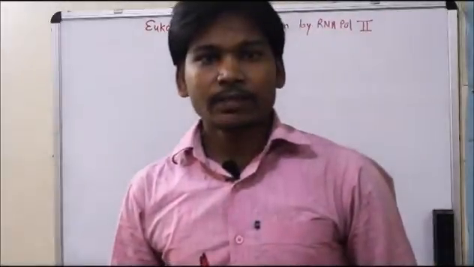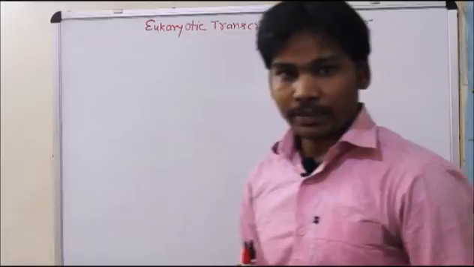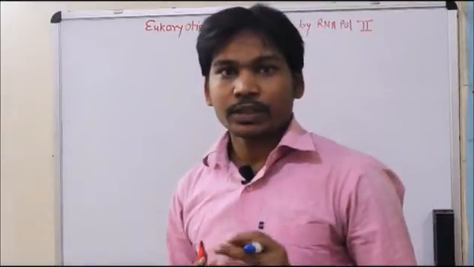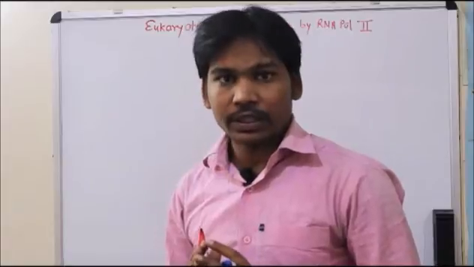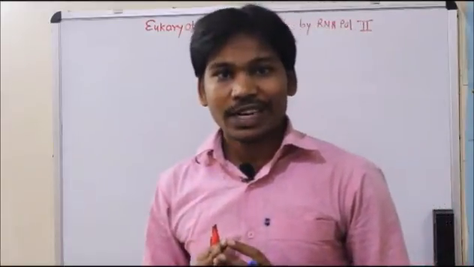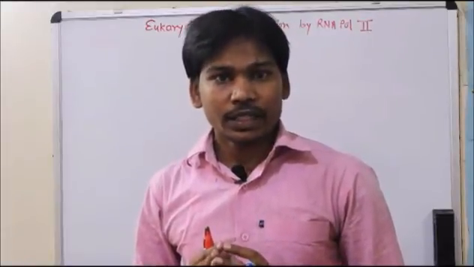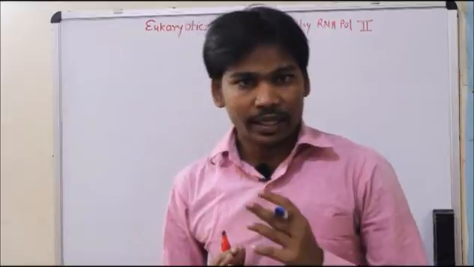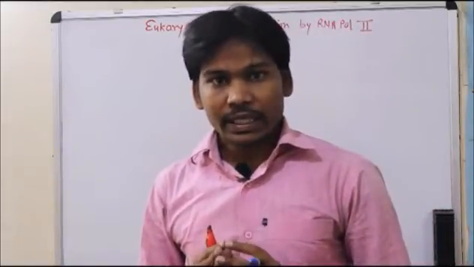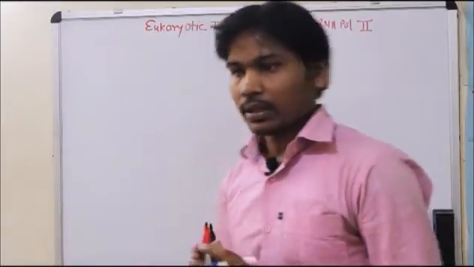Welcome back friends to JK Biology, and today I will describe eukaryotic transcription by RNA polymerase II. Before this lecture I described that eukaryotic transcription takes place by three polymerases: RNA polymerase I, II, and III. RNA polymerase I transcribes rRNA, RNA polymerase II transcribes mRNA, snRNA and LINE, and RNA polymerase III transcribes tRNA, U6 RNA, SINE and many other RNAs.